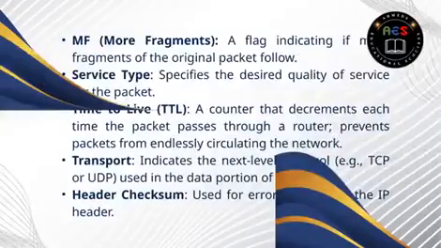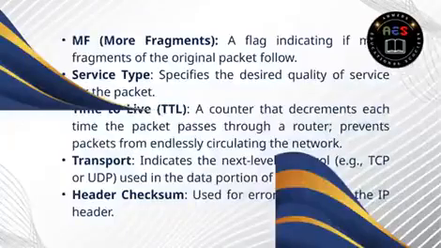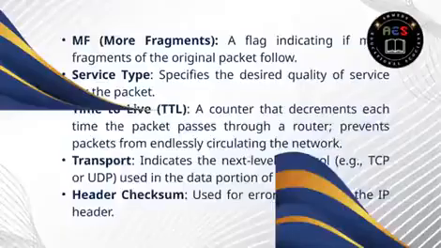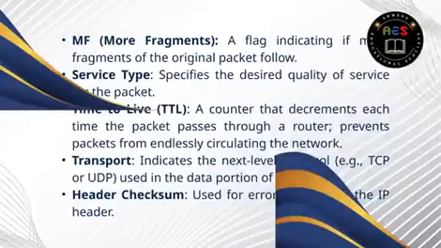Now let's take a closer look at some of the key fields in the IP header. First, we have the MF, or More Fragments flag. This tells us whether there are additional fragments of the original packet coming. It's crucial for reassembling packets that are broken into smaller pieces during transmission. Next, we see the Service Type field. This specifies the kind of quality of service we want for the packet. For example, it can prioritize voice calls over regular data, ensuring better performance for time-sensitive applications.